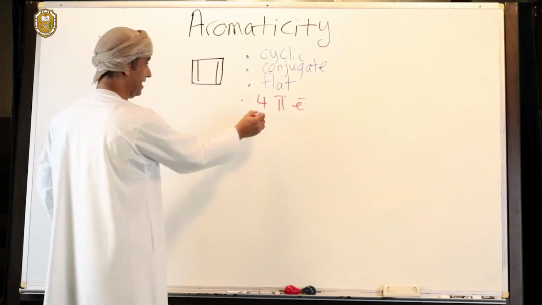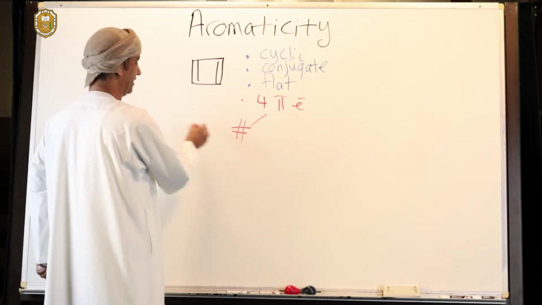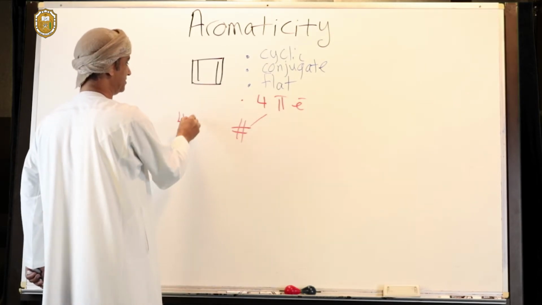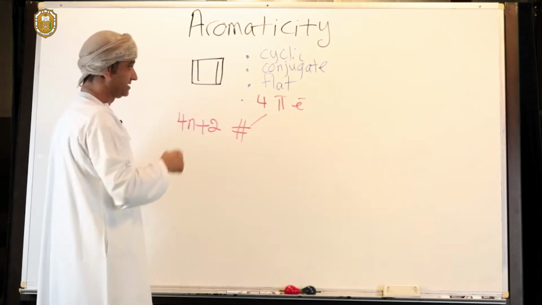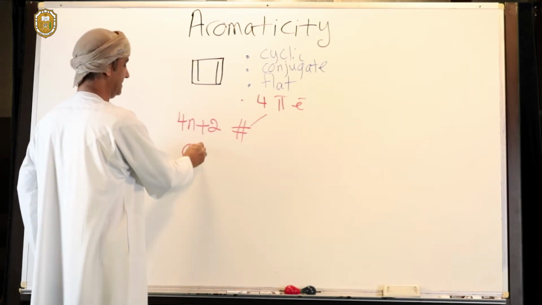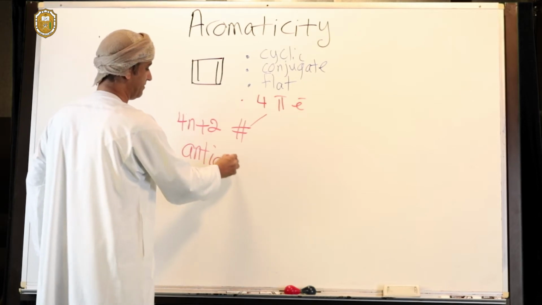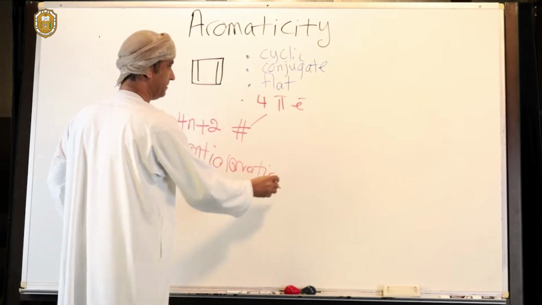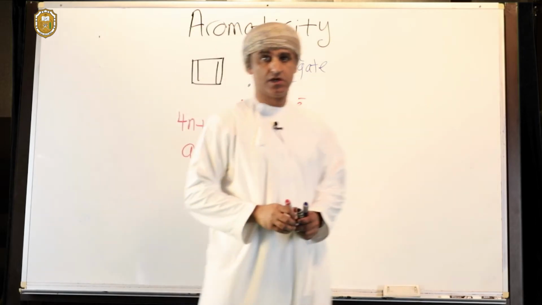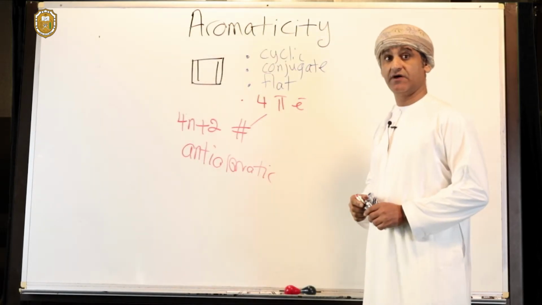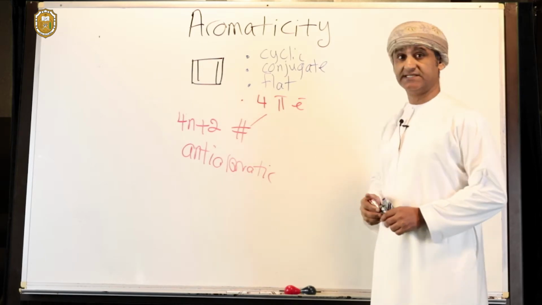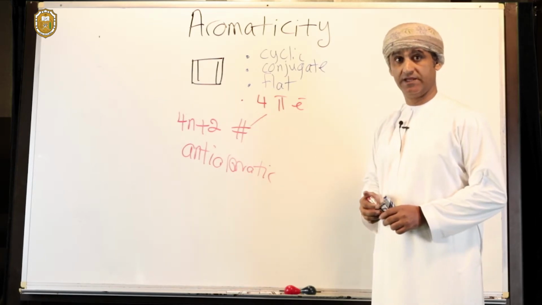So in other words, these 4 pi electrons are not 4n plus 2, and therefore cyclobutadiene is anti-aromatic because it has not obeyed the Huckel rule, despite the fact that it has fulfilled other requirements, such as the fact that it is cyclic, conjugated, and flat.